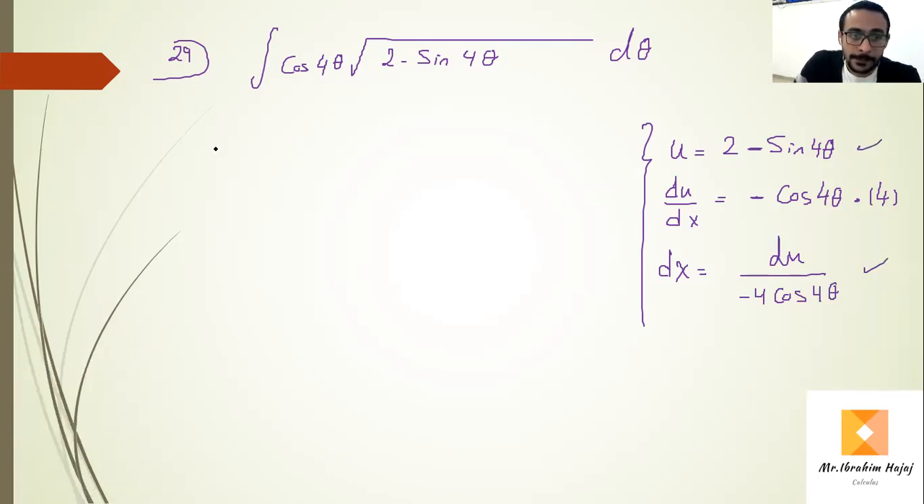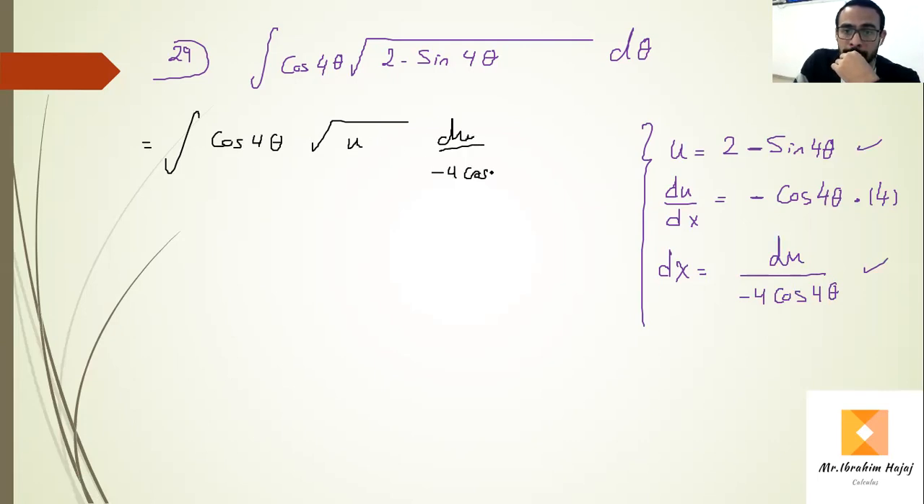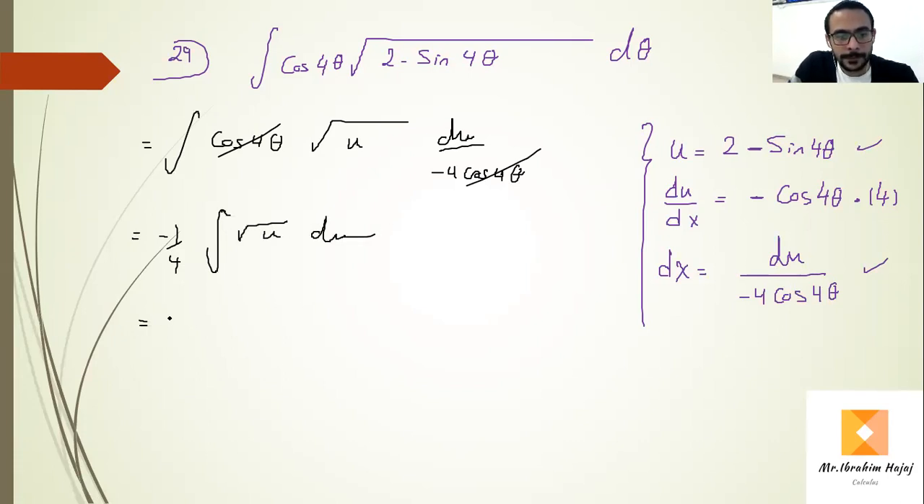So cosine 4 theta will be cancelled out with cosine 4 theta. So here will be negative 1 over 4 outside, root u here, and du over negative 4 cosine 4 theta. You're going to cancel it out, and negative 1 over 4 outside, root u du. Okay. Then 1 over 2 root u.